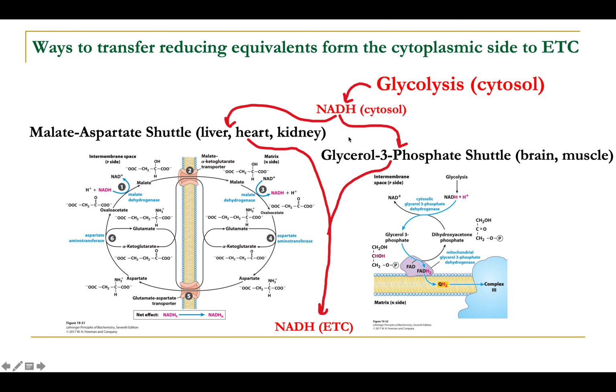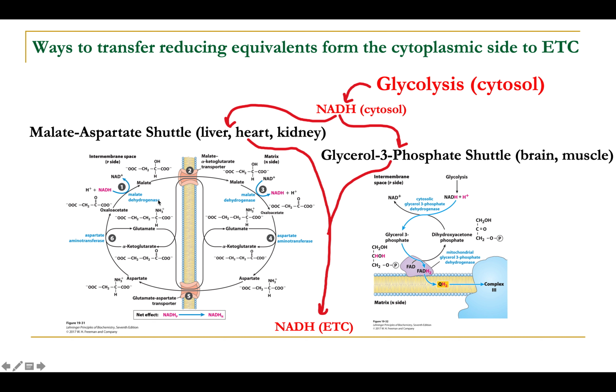The malate aspartate shuttle and the glycerol 3-phosphate shuttle have different prevalence in different tissues. While malate aspartate is prevalent in tissues like liver, heart, and kidney, the glycerol 3-phosphate shuttle is prevalent in brain, for example, and muscle tissue. So let's look at these two systems of transfer of reducing equivalents in more detail.